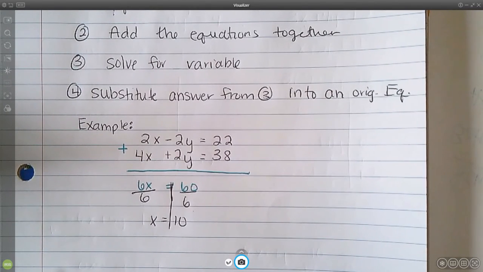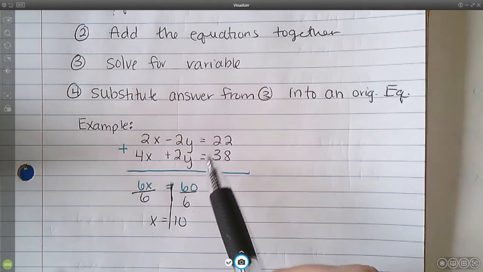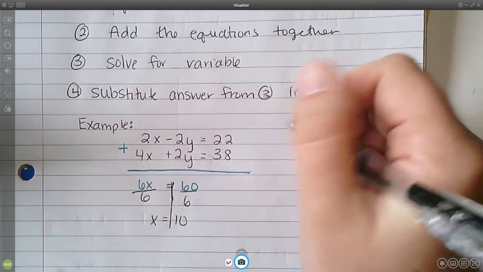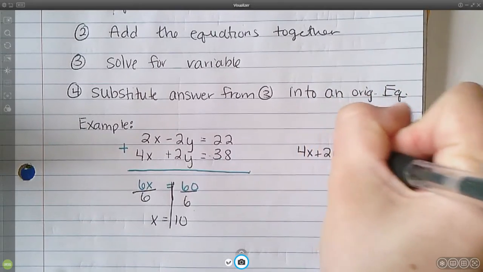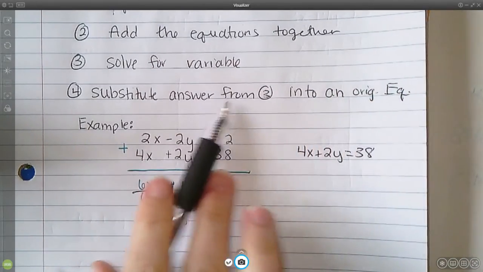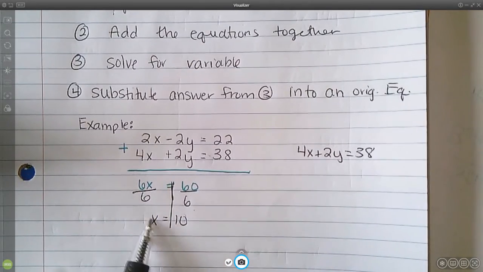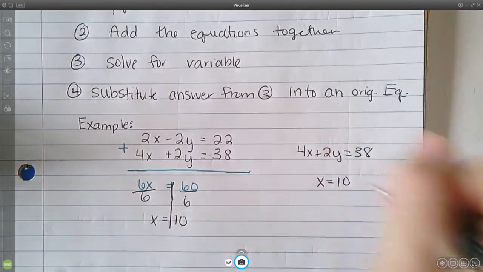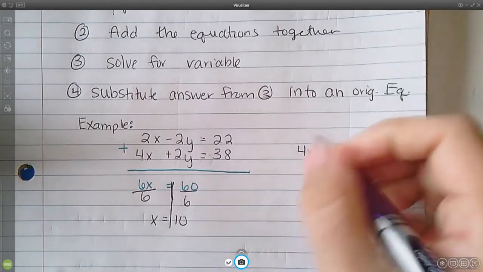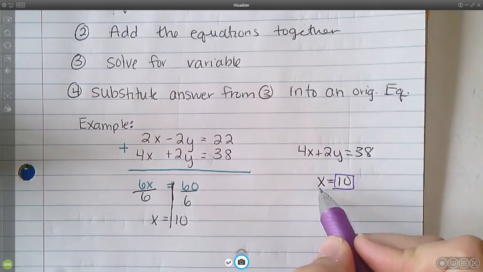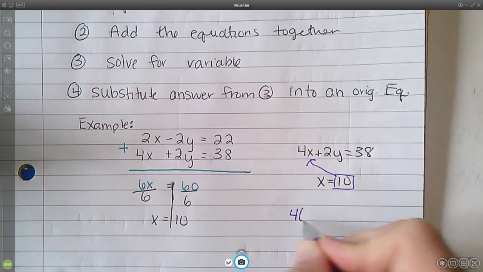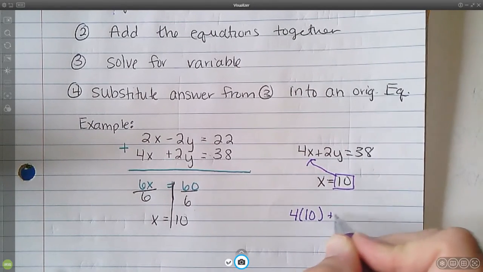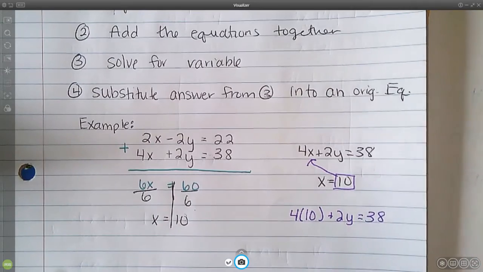So again, it doesn't matter which one we pick. I always like to pick the ones that are all positive. Sometimes people like to pick the ones with smaller numbers. It doesn't matter either way. So I'm going to pick this one. So I'm just going to rewrite that over here. So 4x plus 2y equals 38. Substitute your answer from 3. So my answer was x equals 10. I'm just going to write that over here. Makes it a little easier to look at. So we need to substitute this 10 in for this x because x equals 10. So when I rewrite that, I have 4 times 10 plus 2y equals 38.